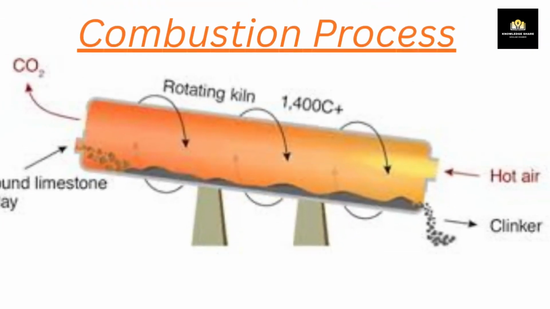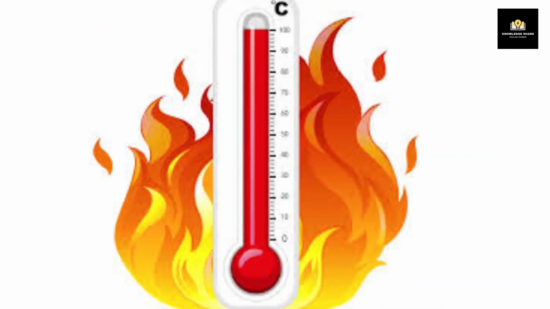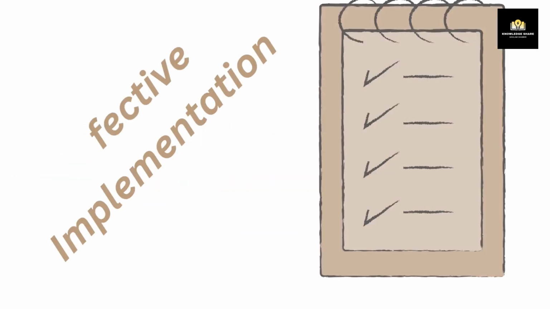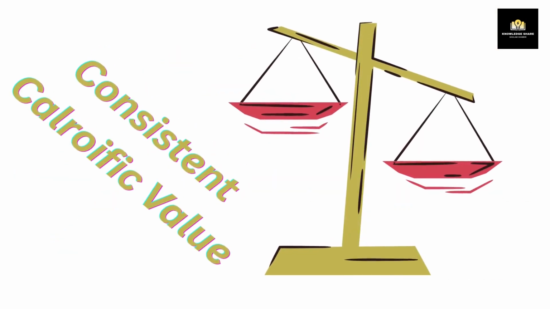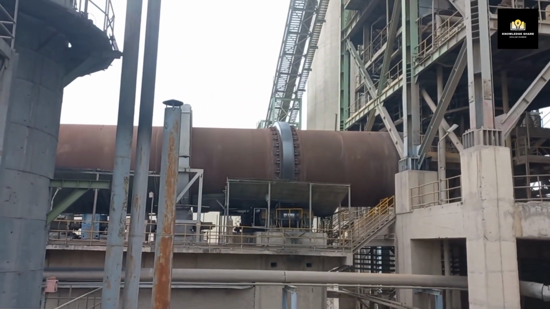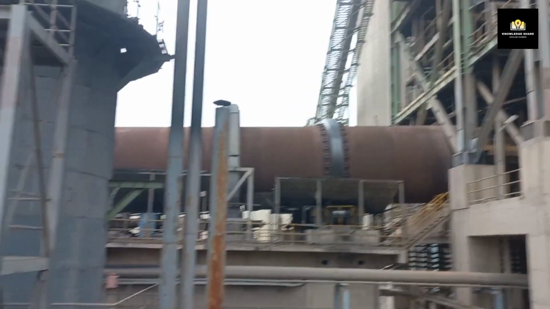However, controlling the combustion process is critical because biomass and RDF often have lower and more variable calorific values compared to coal. For effective implementation, pre-processing the fuels to maintain a consistent calorific value around 15 to 18 megajoules per kilogram, MJ/kg, is key to ensuring steady heat input into the kiln.